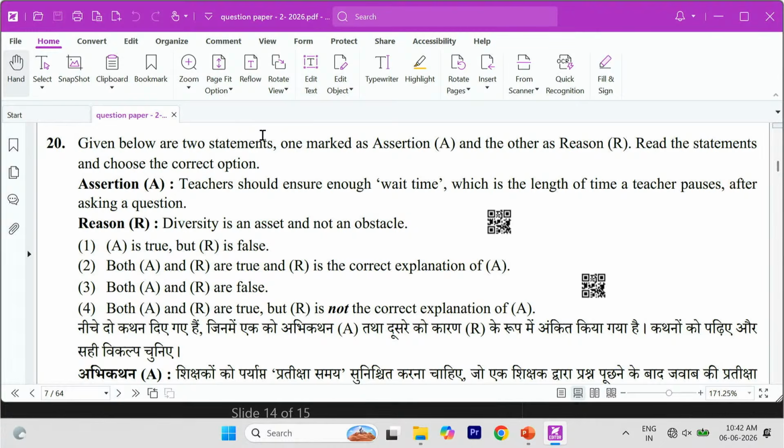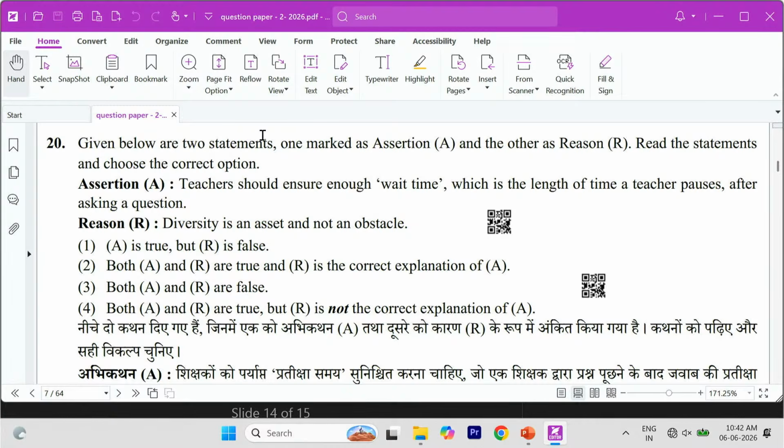Yes, the first one is the assertion, but do you think that R is related to A? Because the assertion talks about the length of time a teacher pauses after asking a question. So what will be the most appropriate response? A is true but R is false. Can we say that? No, because R is true, we know. Diversity is an asset. Then, both A and R are true, and R is the correct explanation of A.